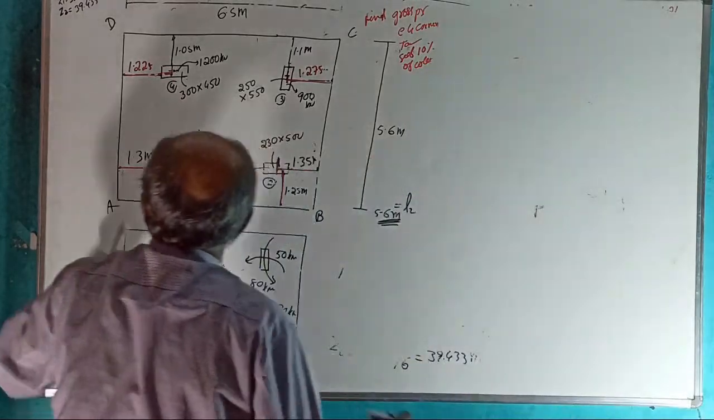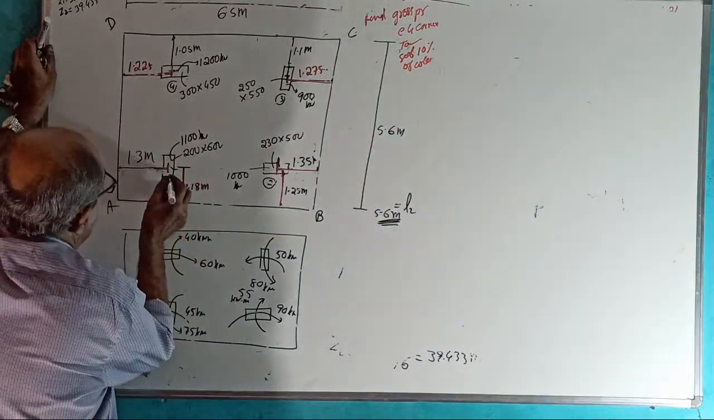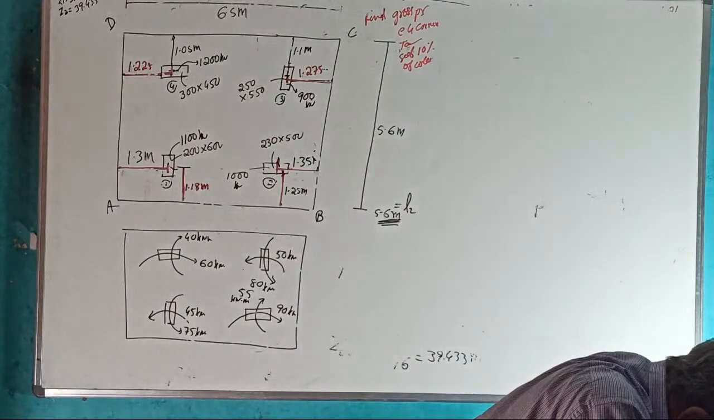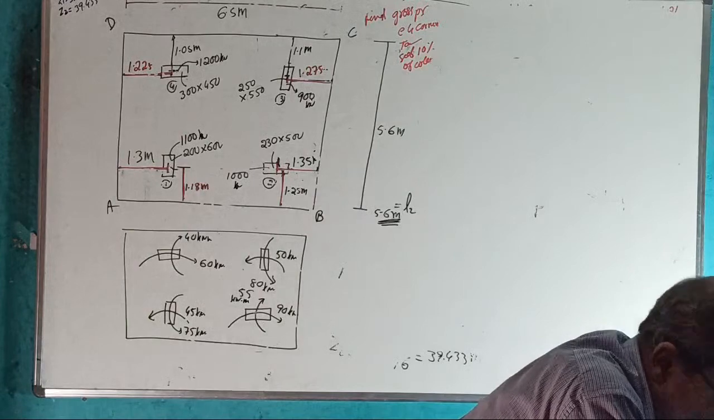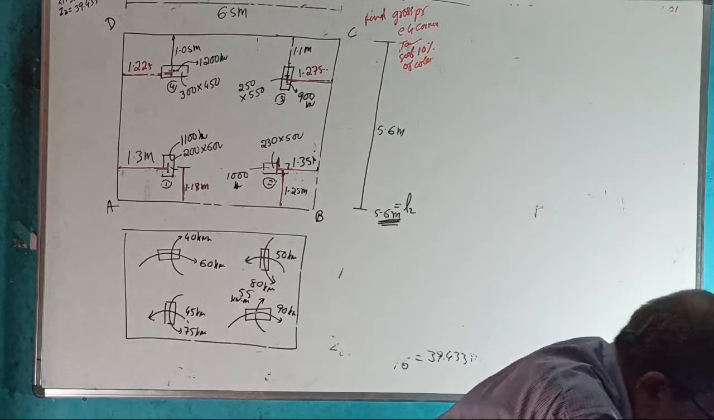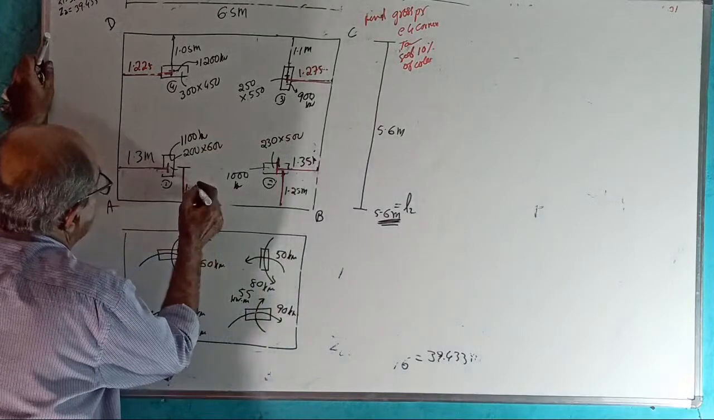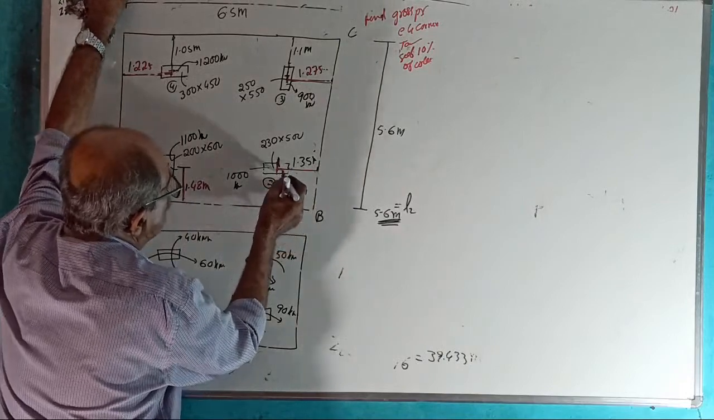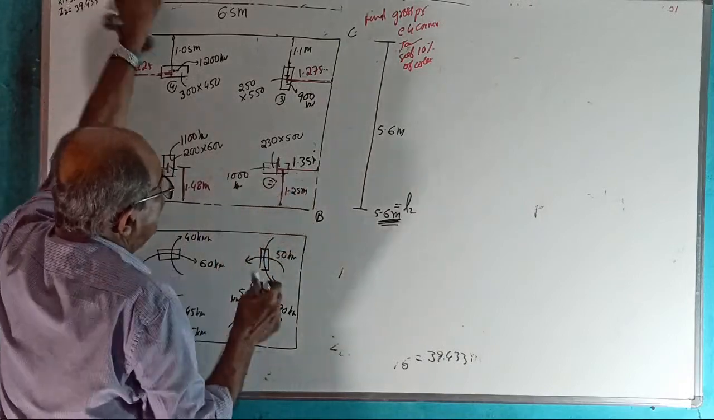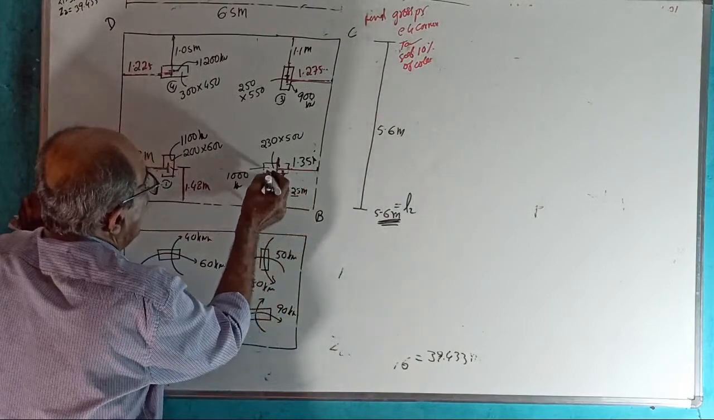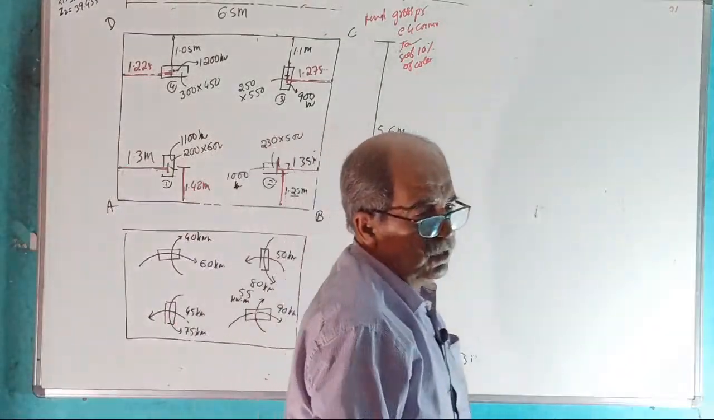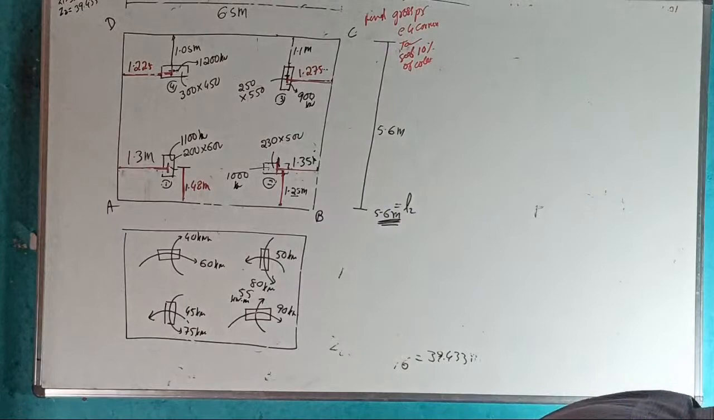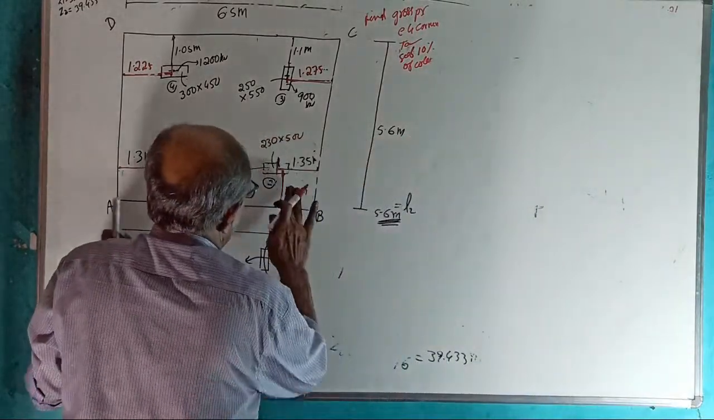Oh, clear. Then answer. 1.18 plus half of 0.6. That was clear distance. 1.48 meter. Thank you. 1.48 meter, red color. Tell me here. 1.25 plus half of 0.23. 1.365. Okay. I write red color.